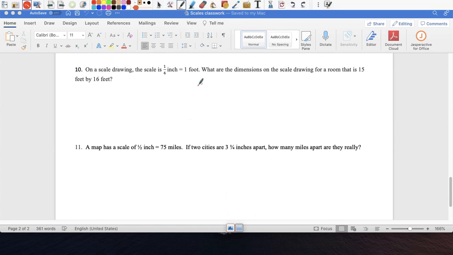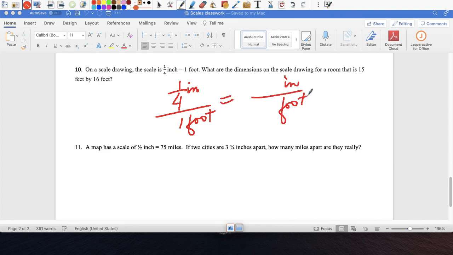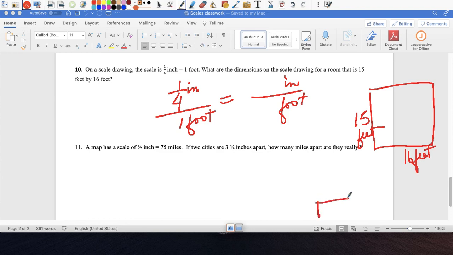On a scale drawing, the scale is 1/4 of an inch, if you want to write 0.25, be my guest, to 1 foot. That's my scale. Let me write the units on the other side. It asks, what are the dimensions of the scale drawing for a room that is 15 by 16? So there's a room that in real life is 15 feet by 16 feet. We made a scale drawing of it. How many inches are the dimensions of the room? Let's do the 15. What does that 15 feet turn to in inches?